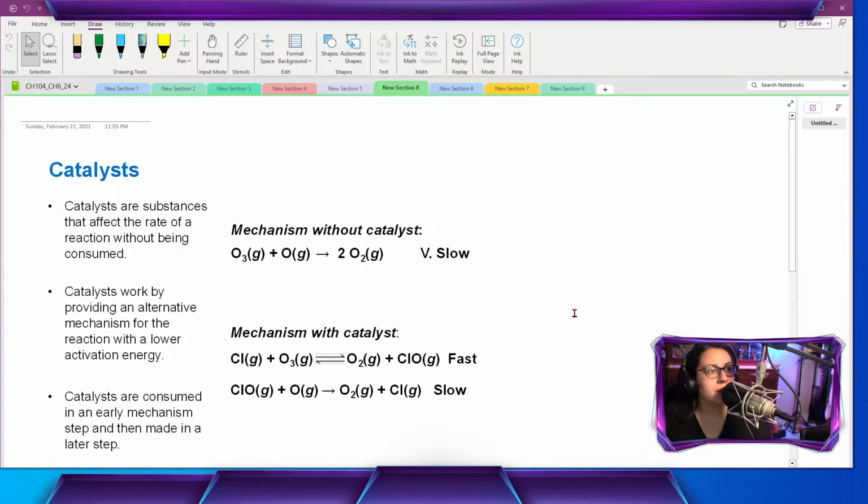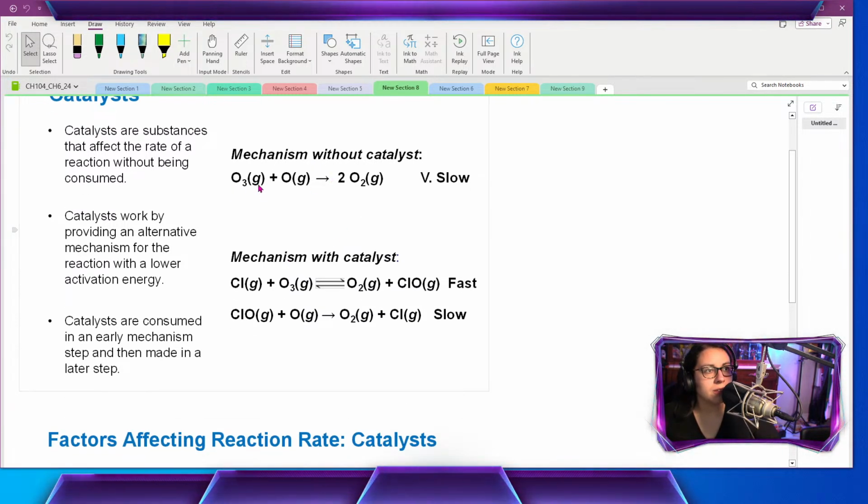And so other things that we can use to influence reaction rates are called catalysts. Catalysts are just defined as a substance that can affect the rate of the reaction without being consumed. We can see this mechanism here of ozone adding an oxygen radical and then forming O2 is pretty slow. But then with a catalyst, with a chlorine radical, a catalyzed reaction, that reaction occurs much faster.